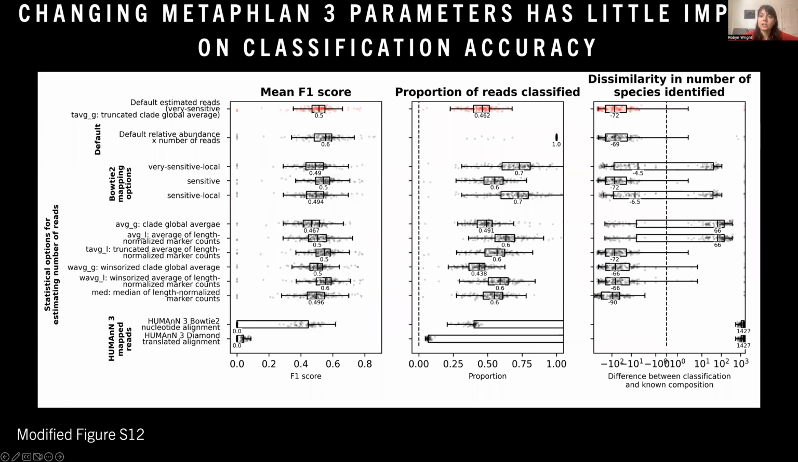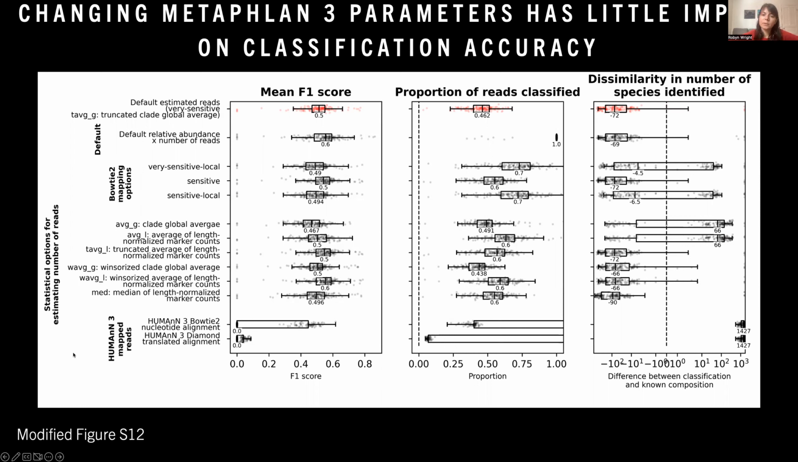And I do just want to mention that we did test out some different parameters within MetaPhlAn3, but we found that the default already performed well. We tested out some different Bowtie2 read mapping to the marker gene database options, some different statistical methods for calculating the number of reads that were classified, and some different options for looking at only the actual reads that were mapped to the marker gene database. So they were the HUMAnN3 options.